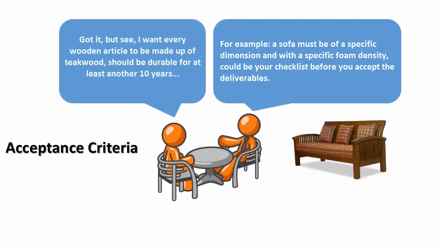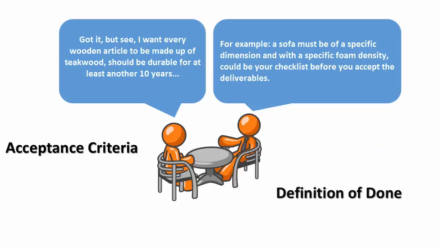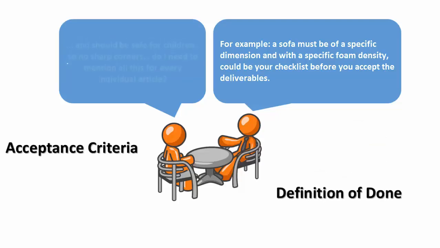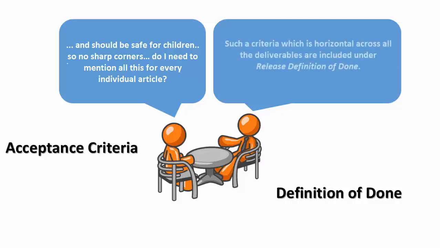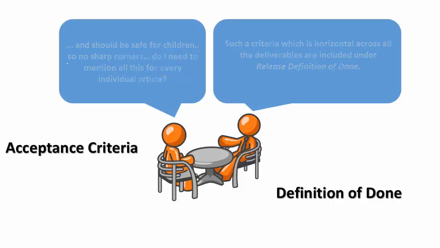Got it. But see, I want every wooden article to be made up of teak wood, should be durable for at least another 10 years and should be safe for children, so no sharp corners. Do I need to mention all this for every individual article? Such criteria, which are horizontal across all the deliverables, are included under release definition of done.